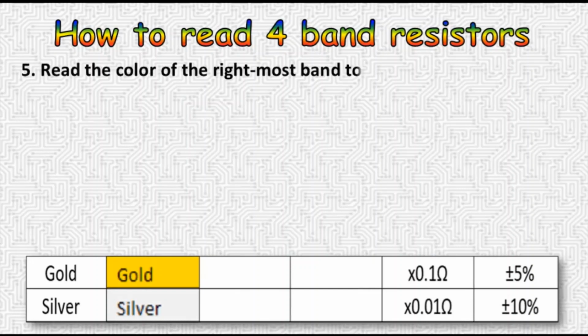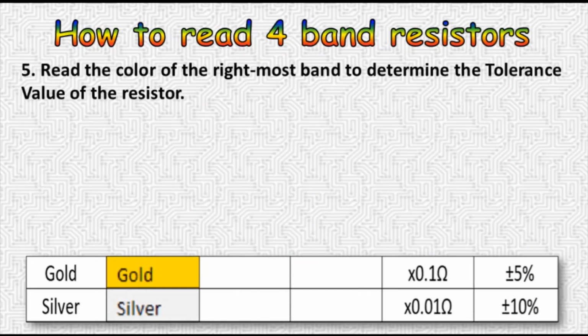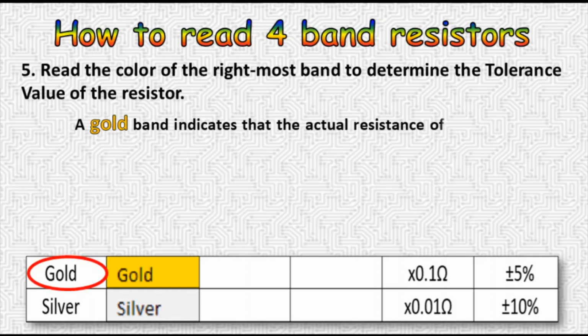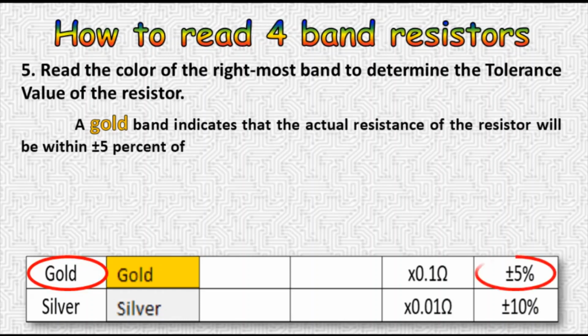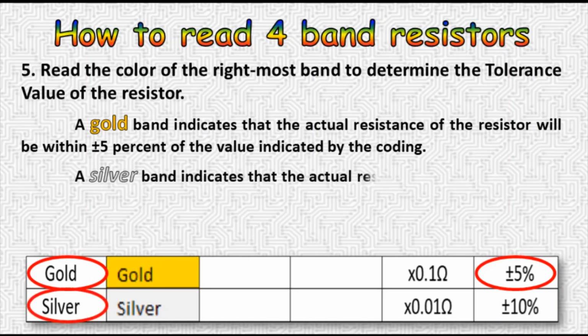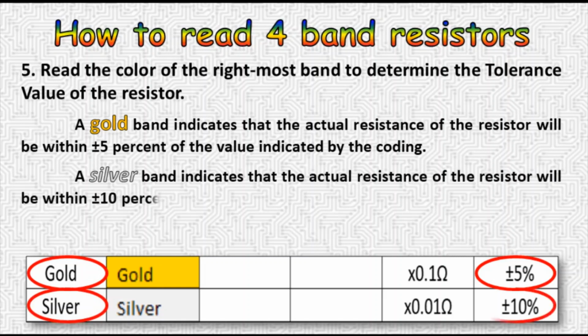Okay. The fifth one, read the color of the rightmost band to determine the tolerance value of the resistor. A gold band indicates that the actual resistance of a resistor will be within positive or negative 5% of the value indicated by the coding. So yun yun, no? Positive, negative 5%. A silver band indicates that the actual resistance of the resistor will be within positive, negative 10% of the number indicated by the coding. So tandaan na, gold, positive or negative 5. Silver is positive, negative 10.